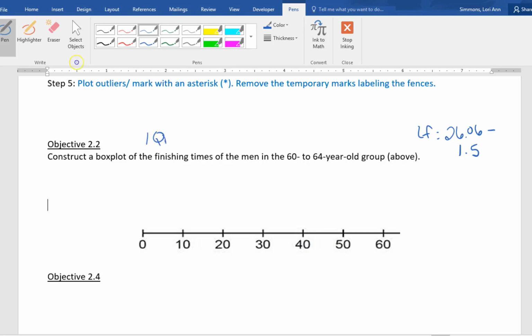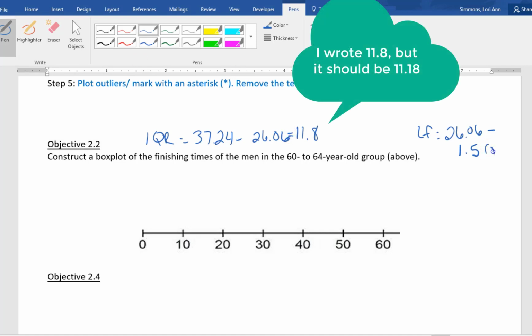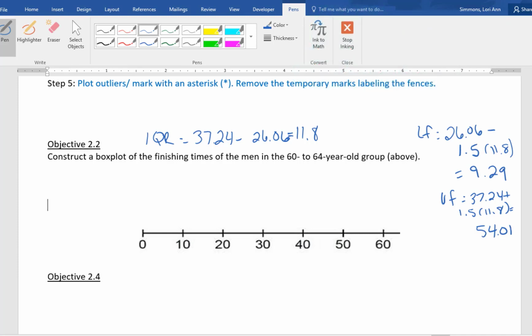Well, your IQR is Q3 minus Q1, which is 11.18. So we're going to take that times 1.5, subtract it from 26.06, and we get our lower fence to be 9.29. Our upper fence, we take Q3 plus the 1.5 times 11.18 to get us 54.01. So step 1 is to determine the lower and upper fences.